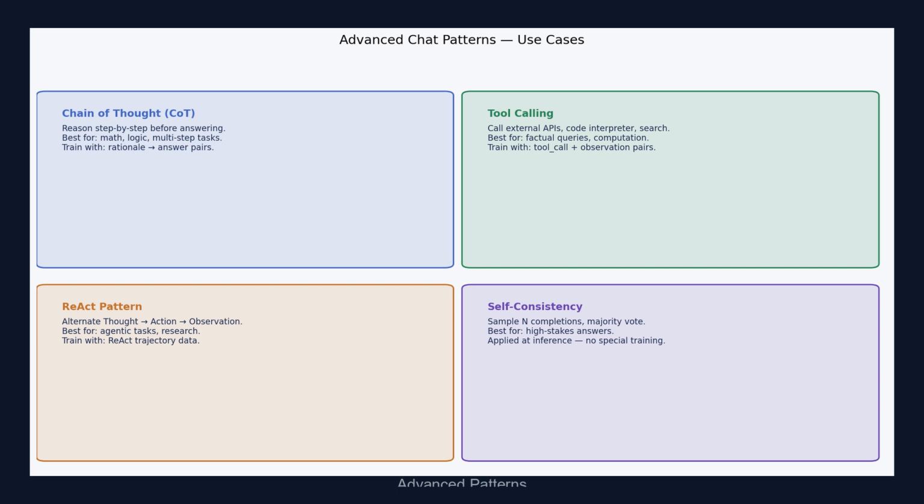The ReAct pattern interleaves thought, action, and observation in an explicit cycle, making it ideal for agentic tasks where the model needs to adapt based on intermediate results. Use ReAct trajectory data for this. Self-consistency is different from the others. It's an inference time technique where you sample multiple completions and take a majority vote. No special training required. Just run the model several times and aggregate. Reach for it when you need high confidence on a single high-stakes answer and can afford the extra compute.